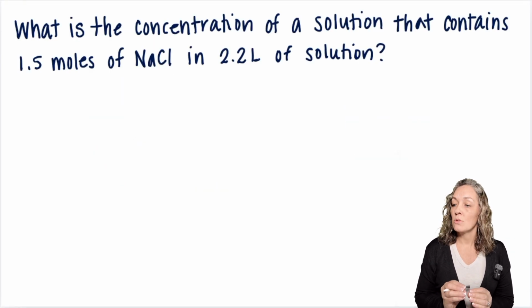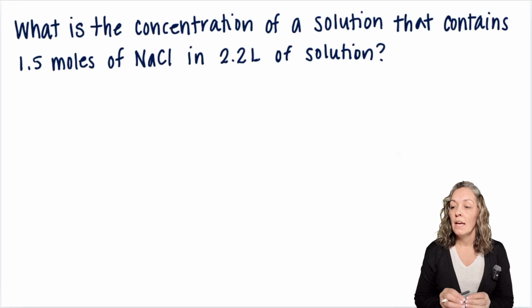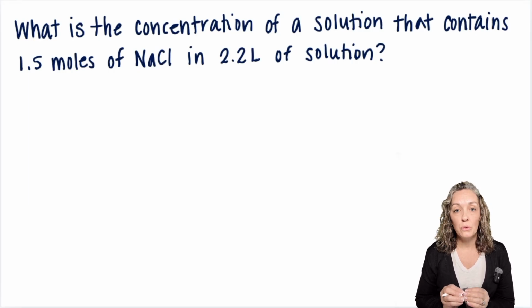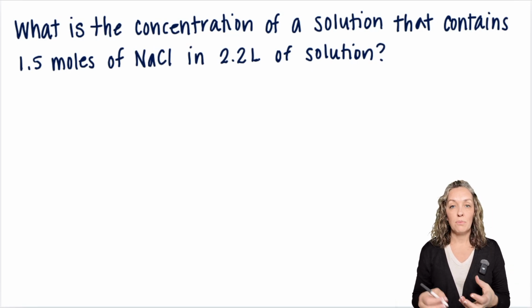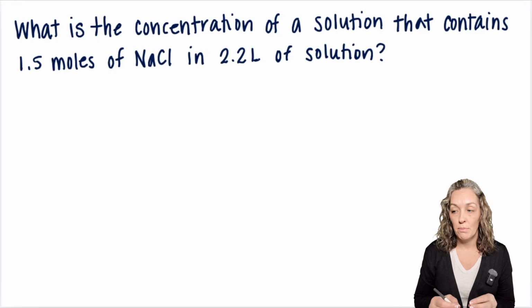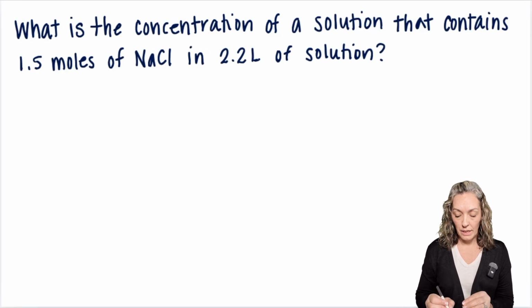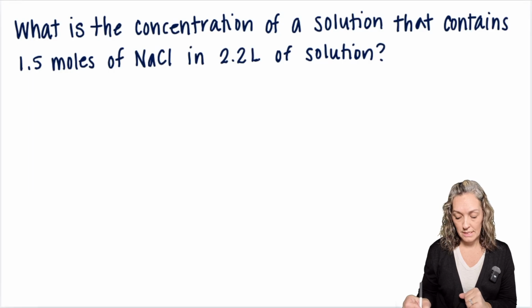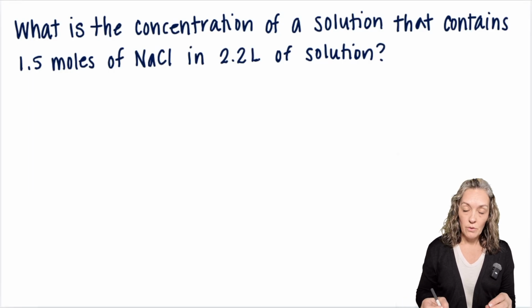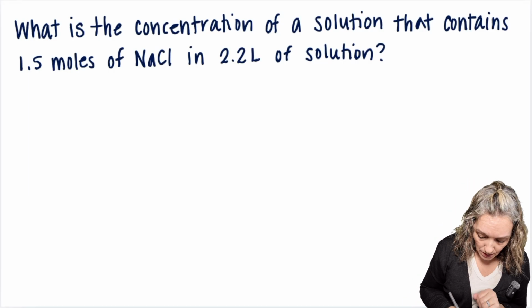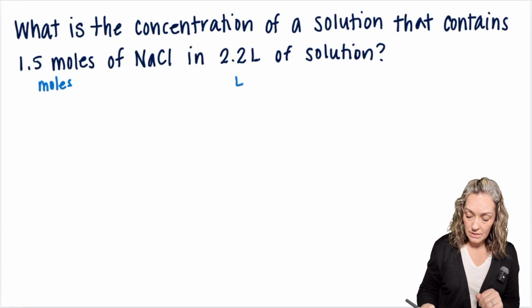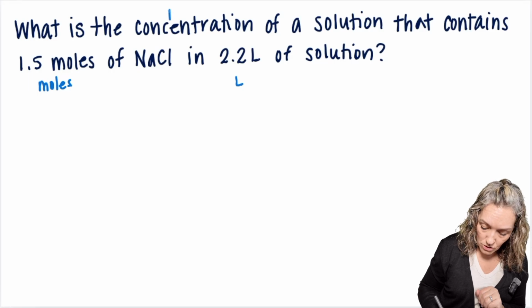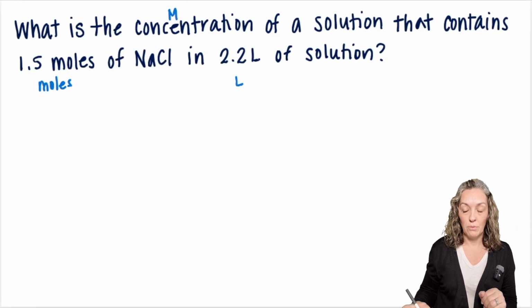My first problem asks, what is the concentration of a solution that contains 1.5 moles of NaCl in 2 liters of solution? So if I'm looking for concentration, it's important to remember that concentration is measured with molarity. I like to go through and identify what each of the numbers represents, and then figure out what my unknown is. So here, I'm given moles, I'm given liters, and it's looking for concentration. Again, concentration is measured in molarity.